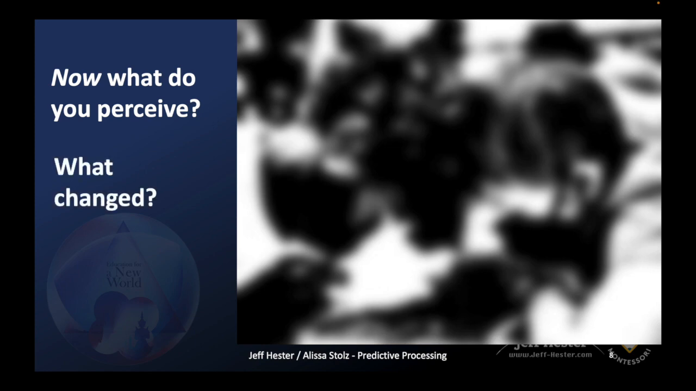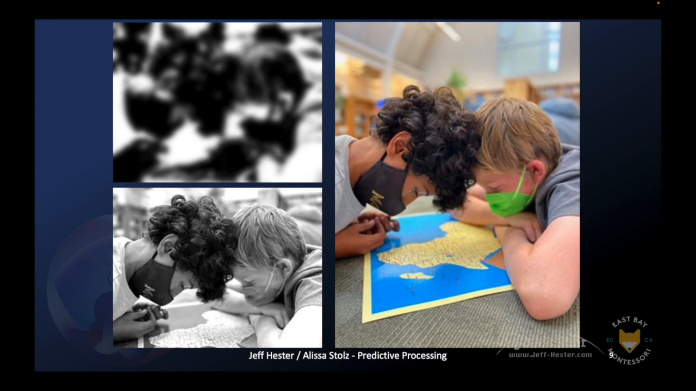So what changed? Well, the only thing that changed were your prior expectations. Seeing that other image changed the way that you perceive this one. Can you unsee it? Can you look at that now and only see the blotches? Probably not, because that experience with what this image represents is now part of your perception.